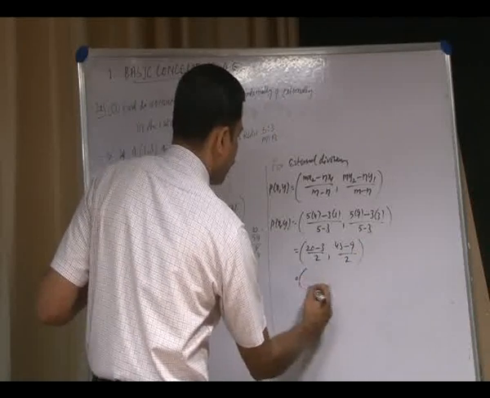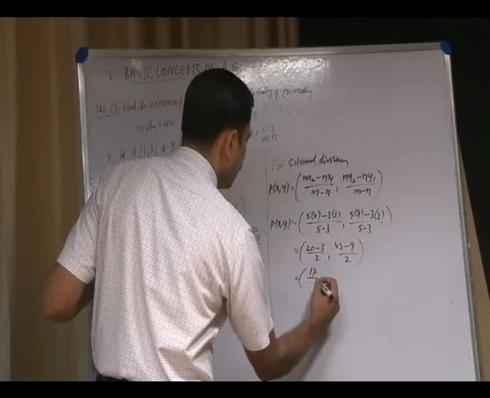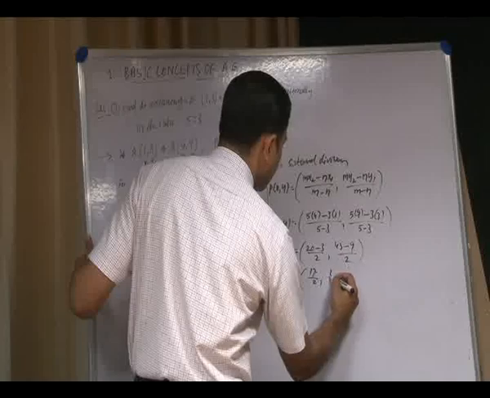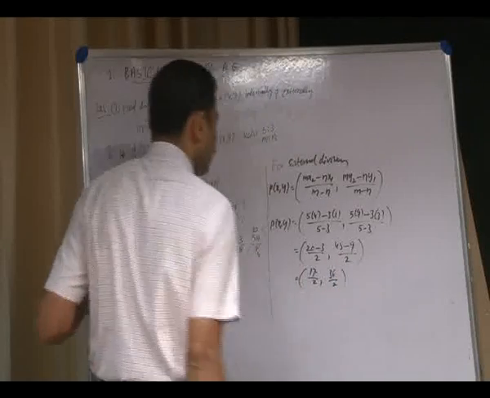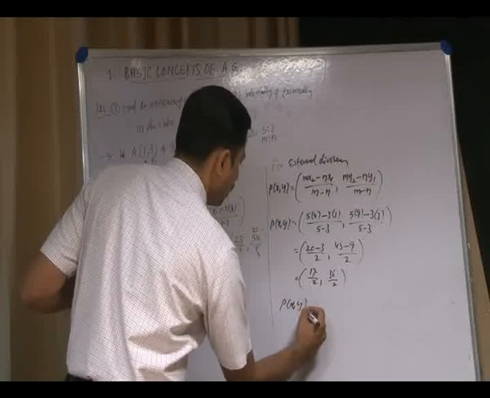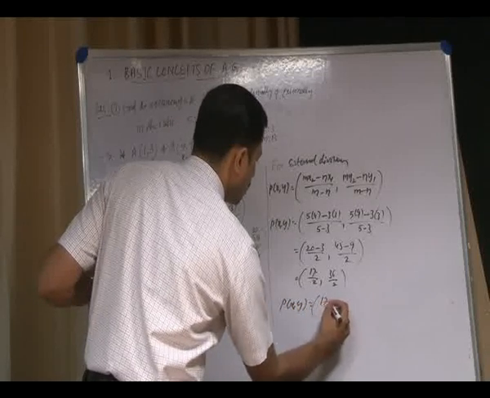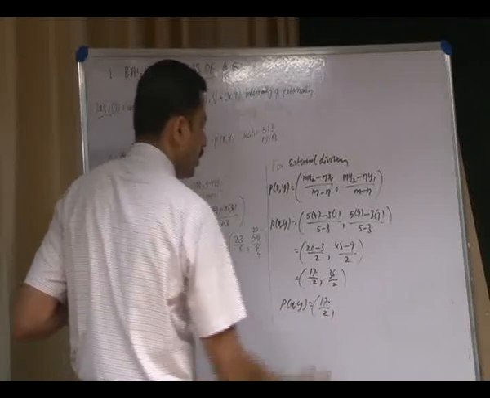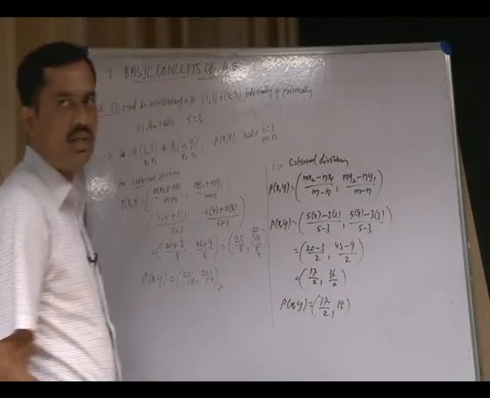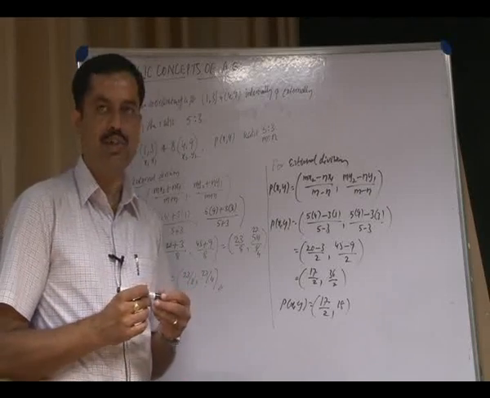or you can write this as 20 minus 3 is 17 divided by 2, 45 minus 9 is 36 divided by 2. So, dividing by 2 you can write P(x, y) is equal to 17 by 2, 36 by 2 is 18. So, that is the coordinates of point P for external division.